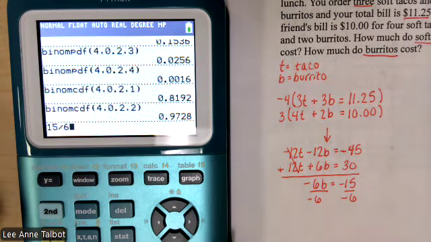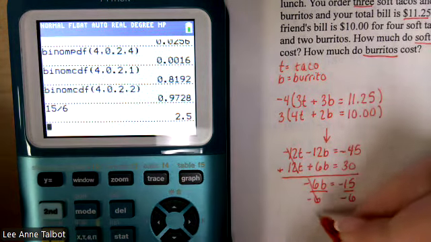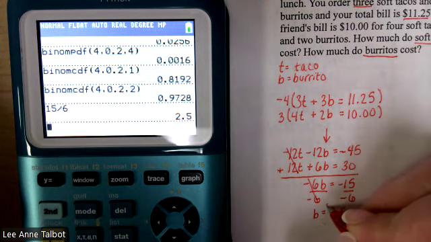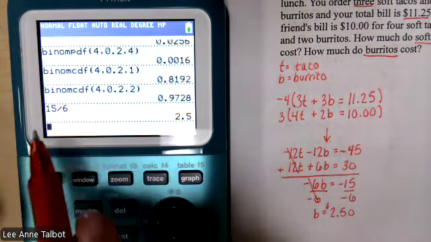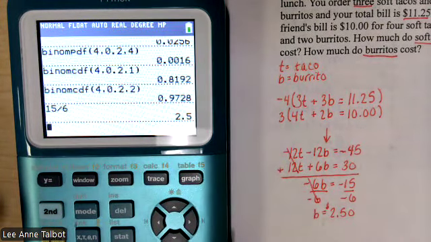divided by 6. Mrs. Talbot, what is happening on your calculator? That would be AP stats there. It's a binomial cumulative density function. Okay, anyway, so burritos are 250. Man, I need to go to Tacos Galore if burritos are actually 250.